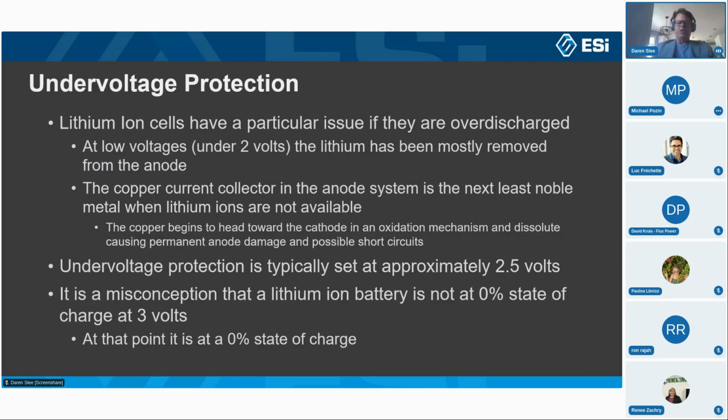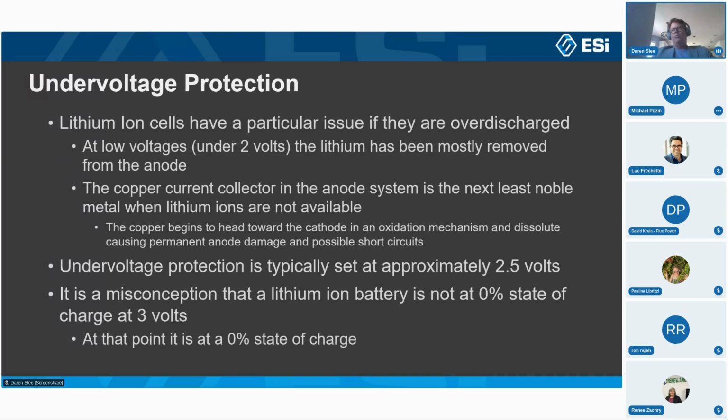So under voltage protection has a particular issue. When the anode runs out of lithium to provide to the cathode to give you the electrons that are the current that run your electrical device, the next contributor in line is copper. So copper will then start to participate as an ion to oxidize your cathode.